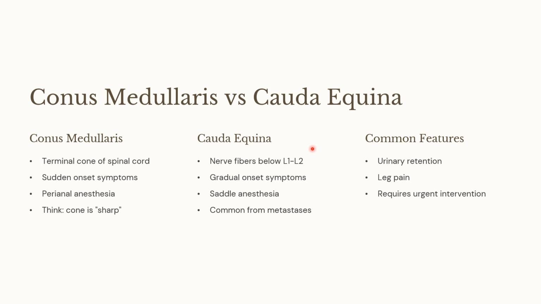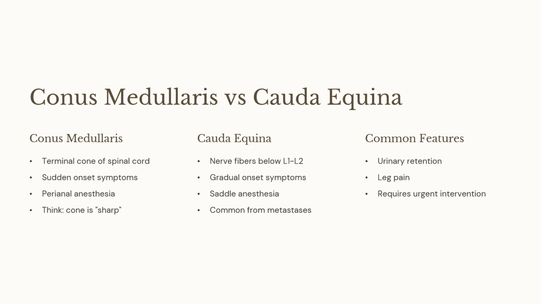Cauda equina versus conus medullaris. I want you to know that the spinal cord ends at L1, L2. The terminal cone of the spinal cord is the conus medullaris. The nerve fibers that branch from the spinal cord and run inferior to the conus medullaris are known as the cauda equina. That's all. I find students getting confused with both conditions. So you should know that the terminal cone of the spinal cord is the conus medullaris. That's why it is called conus. And the nerve fibers that branch from it are known as the cauda equina.